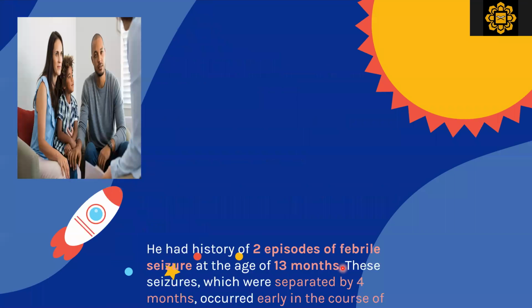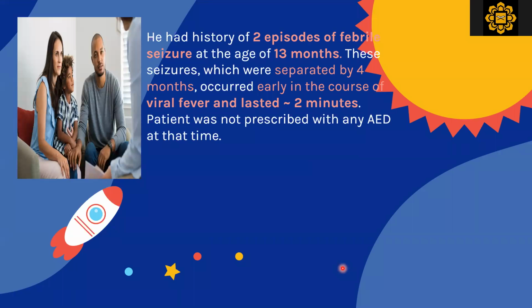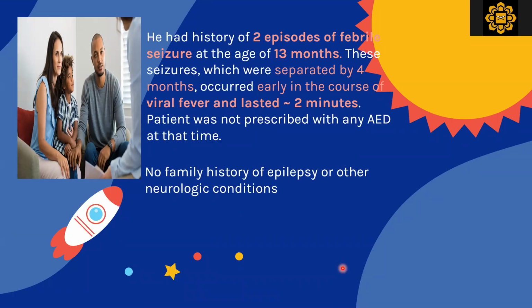Okay, moving on to the case. He had a history of 2 episodes of febrile seizures at the age of 13 months. These seizures, which were separated by 4 months, occurred early in the course of viral fever and lasted for 2 minutes. The patient was not prescribed any anti-epileptic drug at that time. No family history of epilepsy or other neurologic condition. According to Pitt's protocol 4th edition, there is a probability of about 2 to 7% that febrile seizure patients can develop subsequent febrile seizures or epilepsy. So there is a chance for this patient to develop epilepsy.